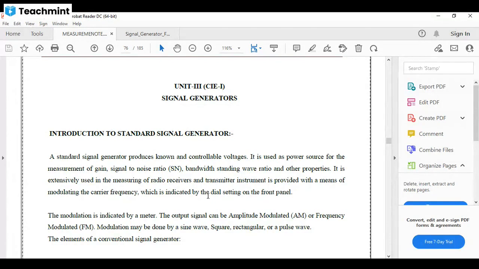So today I will discuss the signal generator. So actually, what is a signal generator? A signal generator generates different types of signals, such as sine wave, triangle, and square wave. This type of signal.